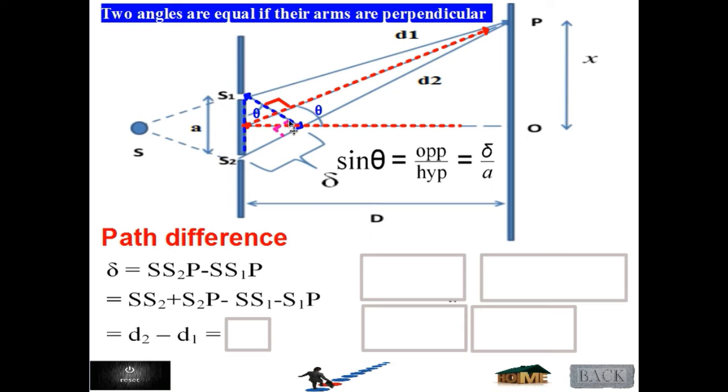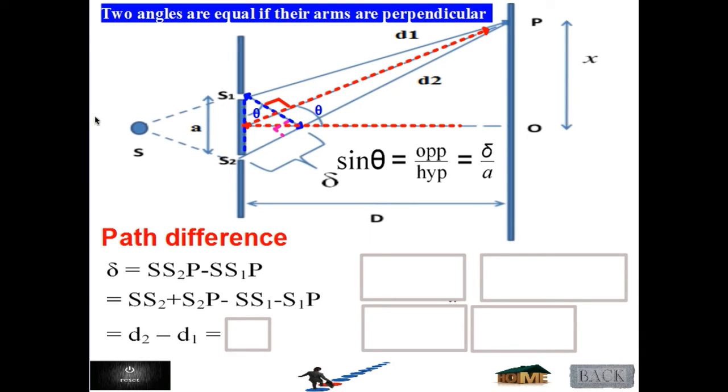And the hypotenuse, this is the angle 90, the pink one. Then this is the hypotenuse, S1 S2, which is a. So sine theta equals delta over a. I will use this angle theta.